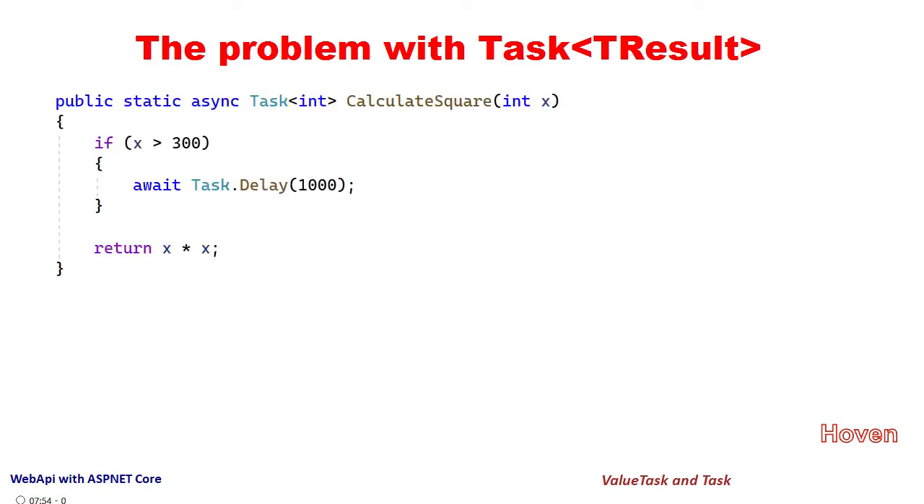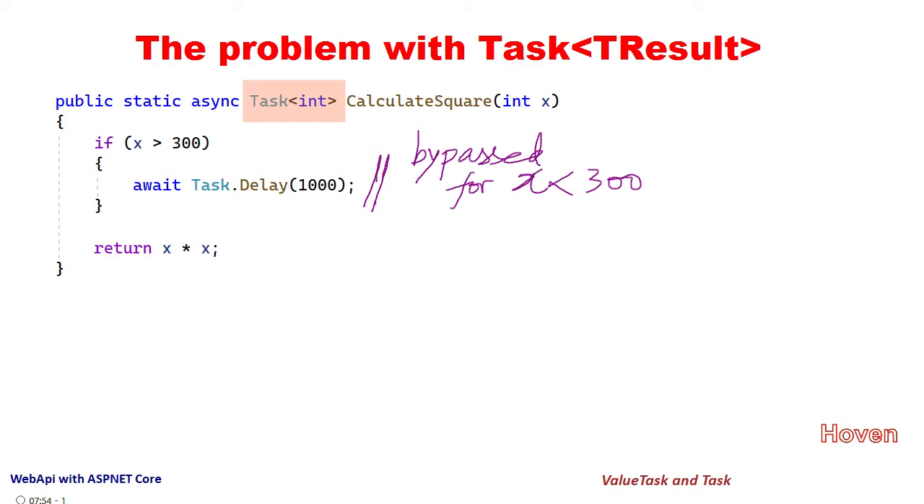A function that returns a task doesn't always execute asynchronously. It can sometimes finish synchronously. For example, consider this simple function that you are seeing. It doesn't execute asynchronously if x is less than 300. As you can see, the return type of this function is a task, and therefore it returns a task irrespective of the mode of completion.